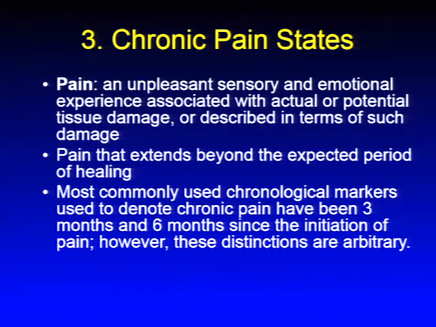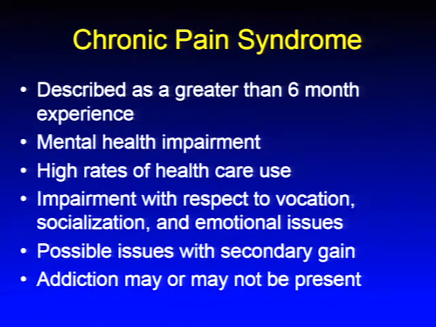Most commonly used chronological markers for chronic pain are 3 months. However, sometimes 6 months is used. These distinctions are often arbitrary. Chronic pain syndrome is separate from chronic pain. Chronic pain syndrome entails a type of pain that is greater than 6 months.